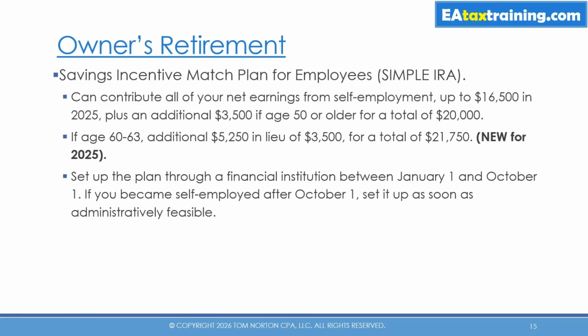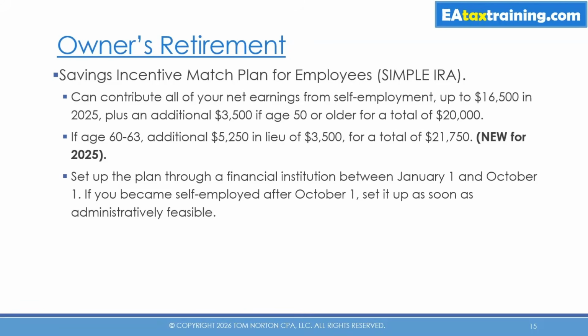For a simple IRA, the Savings Incentive Match Plan for employees, you can contribute all of your net earnings from self-employment up to $16,500, plus if you're age 50 or older, an additional $3,500, which would be a total of $20,000. So numbers to know: if you're under age 50, the maximum for a simple IRA is $16,500. If you're age 50 or older, maximum is $20,000.